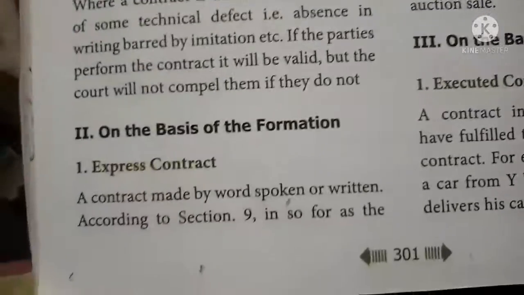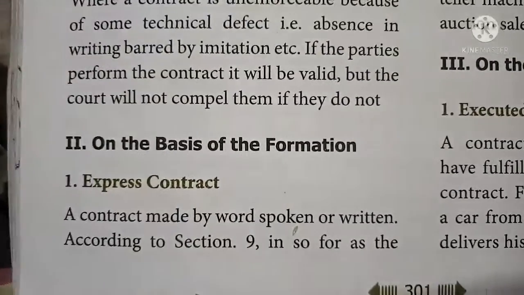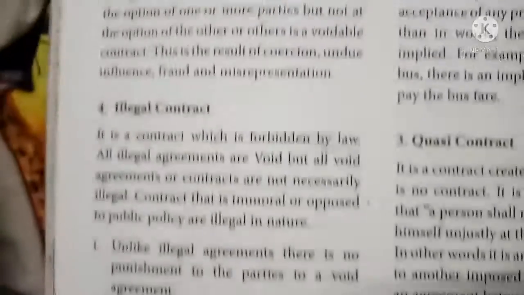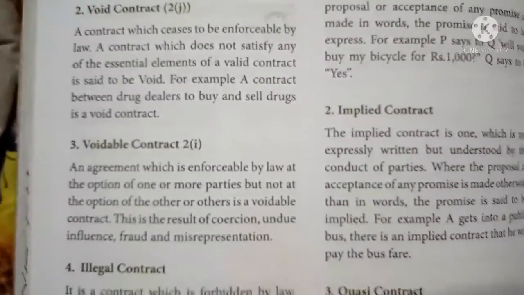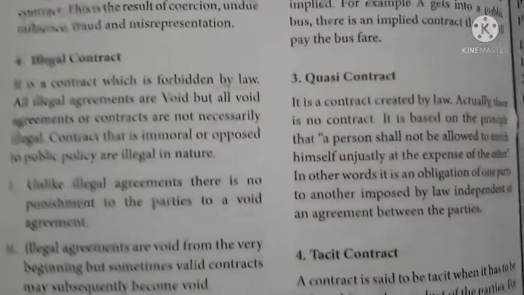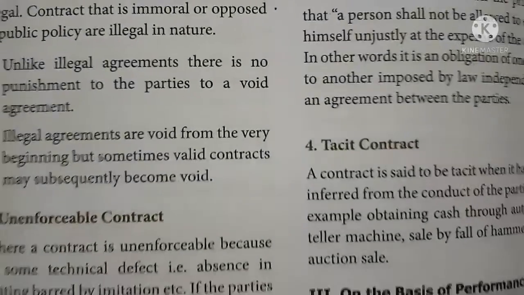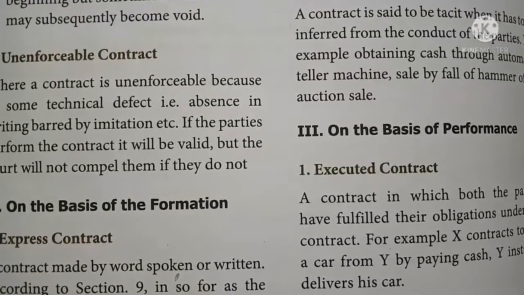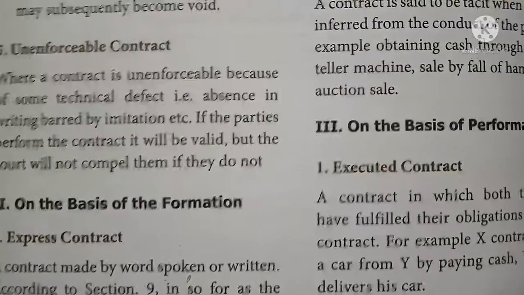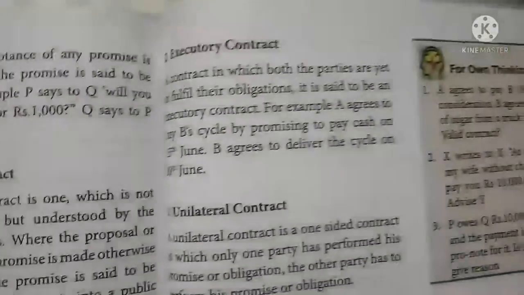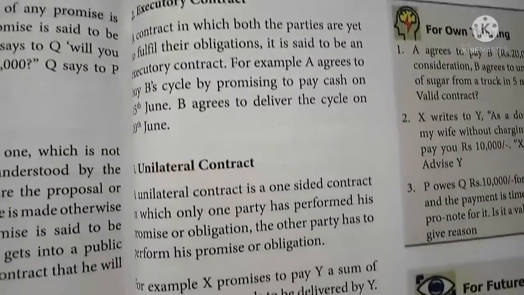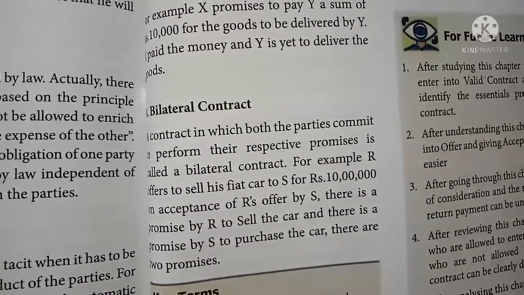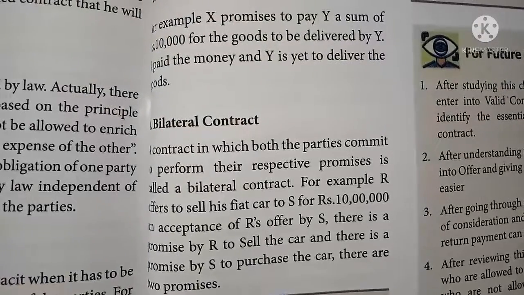So on the basis of the formation, there are various types of contract. Express contract, and then implied contract, quasi contract, tacit contract, and on the basis of the performance there are various types of contract, that is executed contract, executory contract, unilateral contract, bilateral contract. So with that we conclude this video.